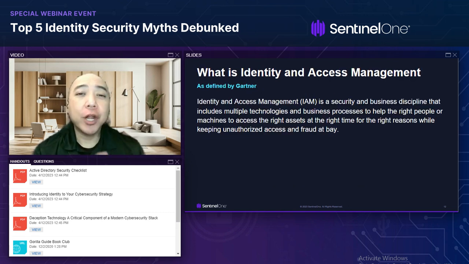So according to Gartner, this is what IAM is. It's a security and business discipline to give the right people the right access to the right systems at the right time for the right reasons. And it's really designed to keep unauthorized users from getting in and committing fraud or crimes of some sort. Nowhere in this definition does it actually say it protects identities.